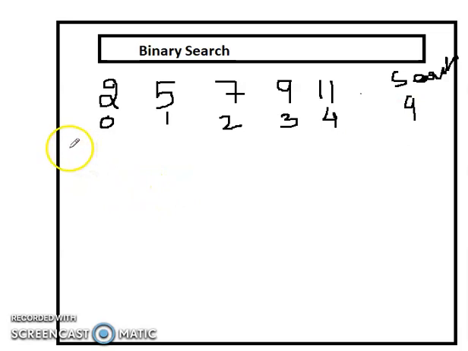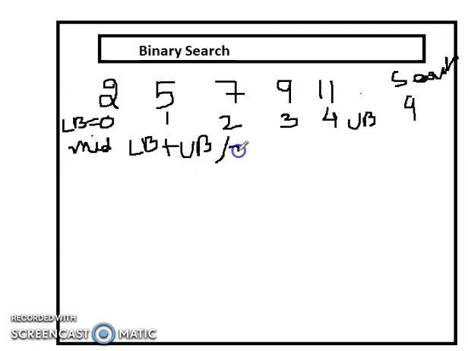Now first of all I will calculate mid. Here 0 is the lower bound of the array and 4 is the upper bound. So how will mid be calculated? The lower bound plus the upper bound, divided by 2. So we have 0 plus 4 divided by 2, which gives us the value 2. So mid is fixed at the value 2.